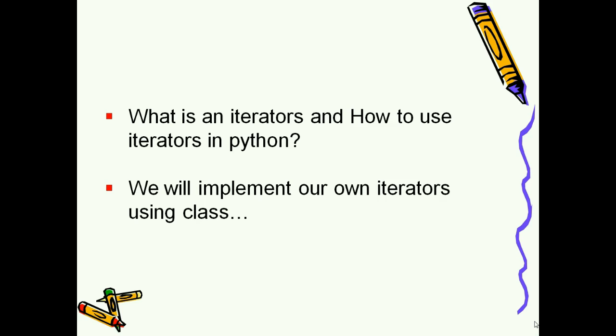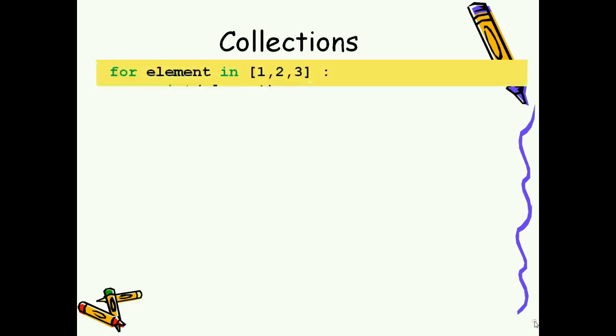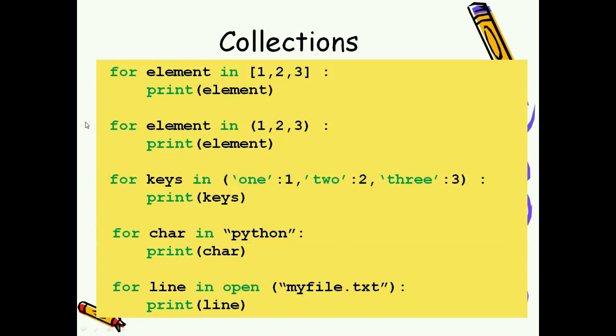Okay, so before we start the discussion about iterators, let me tell you that we have already seen different types of collections like lists, tuples, dictionaries, etc. If we see here, with the help of a for loop, we can iterate over elements one by one in this way. For example, we are iterating through a list. Similarly, this second one is iterating through a tuple. The third one is iterating through dictionary keys. The fourth one is iterating through all the characters from a string. And the fifth one is iterating over every line from a file.